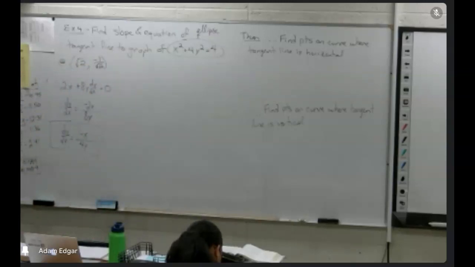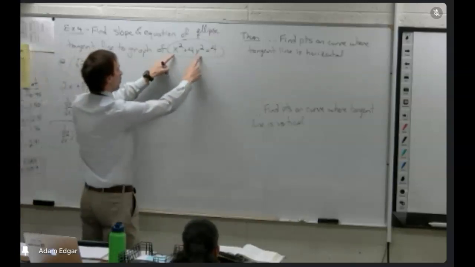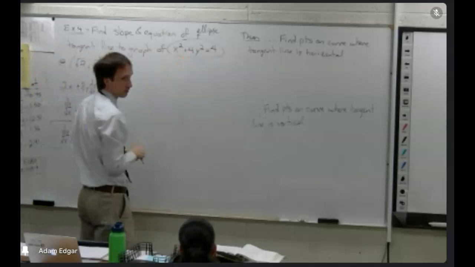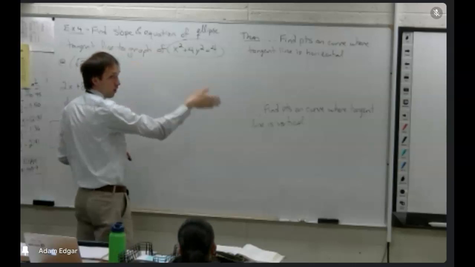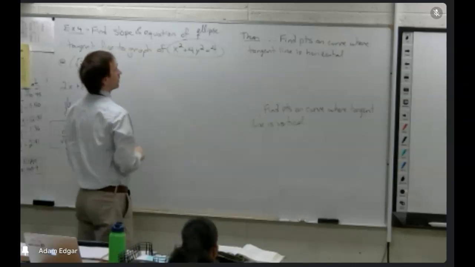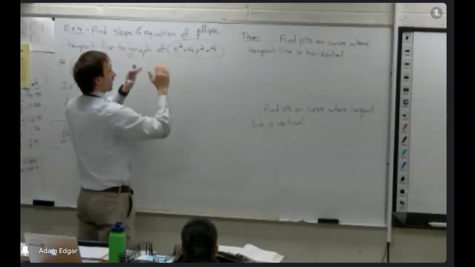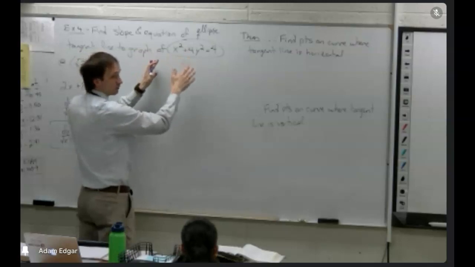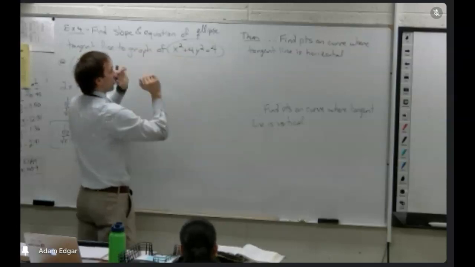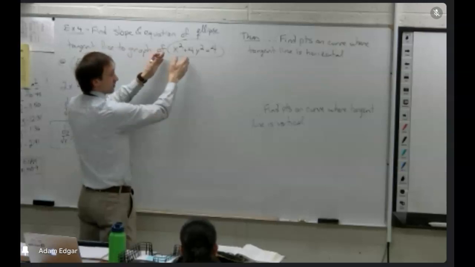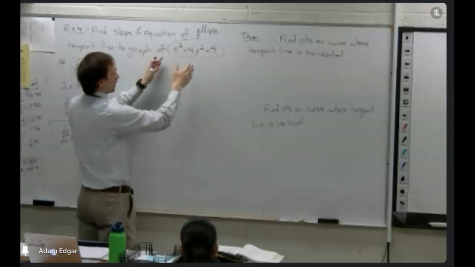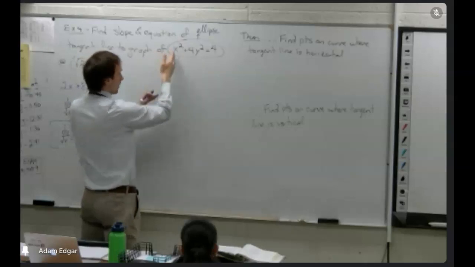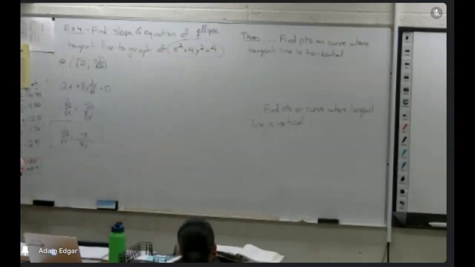A parabola would look like this, but only one of the variables would get squared, either x or y, but not both. An ellipse, they're both squared and they have the same sign. A circle, they're both squared and they have exactly the same coefficient. And a hyperbola, they're both squared and they have opposite signs, so one's positive and one's negative. An ellipse is just fancy talk for an oval.